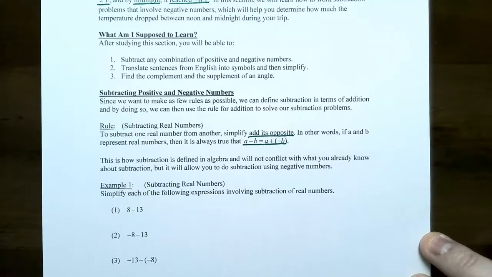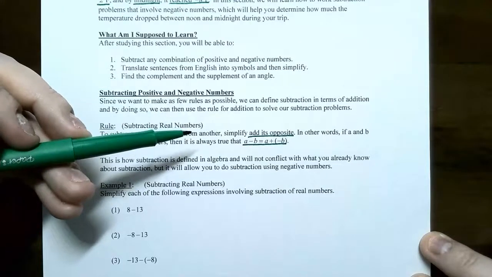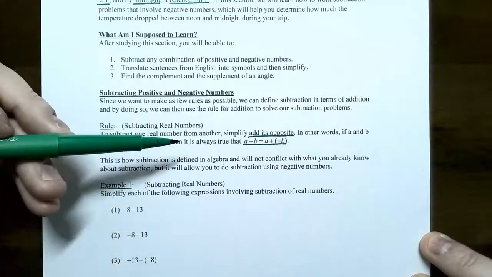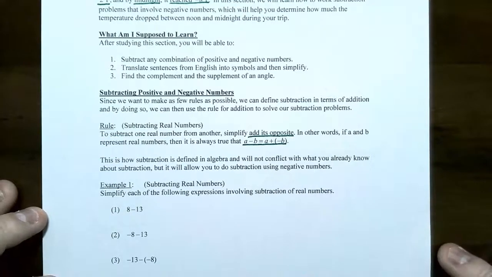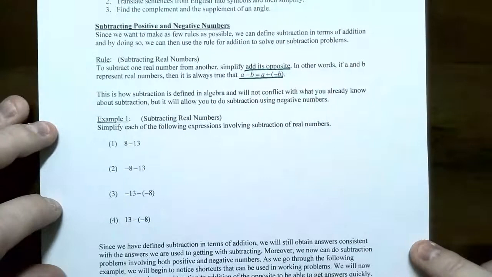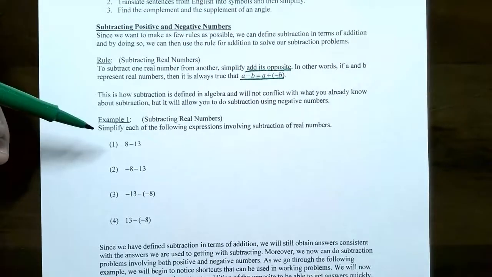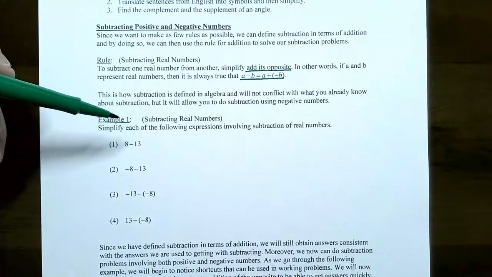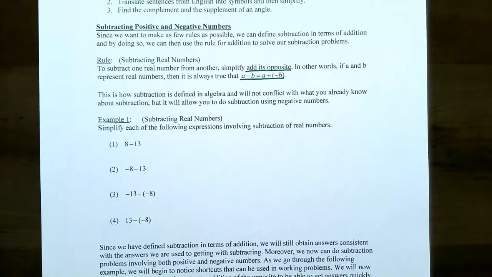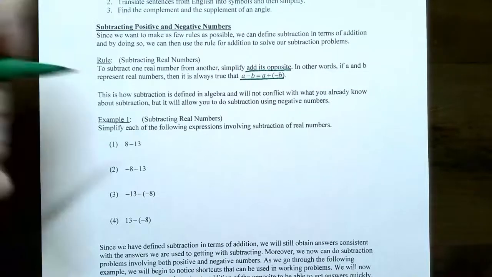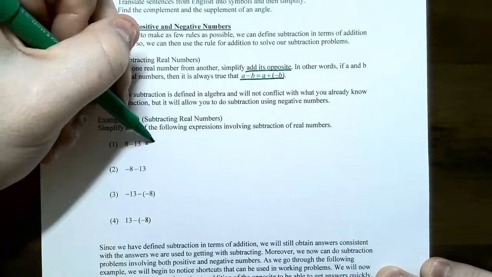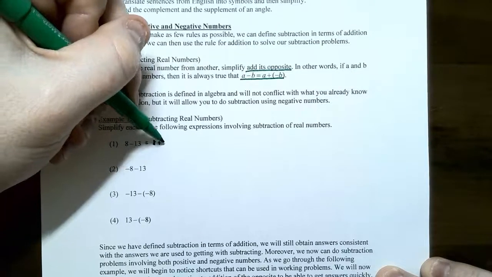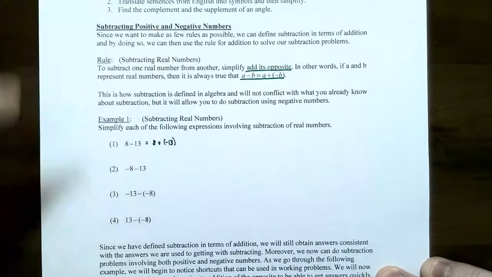In the last section, we talked about addition of real numbers. We can just change all the problems in this section to addition problems, and then use the rules from the last section. Let's start with example one, subtracting real numbers. Simplify each of the following expressions involving subtraction of real numbers. So 8 subtract 13. We're going to change this first into an addition problem. This is 8 plus the opposite of positive 13.